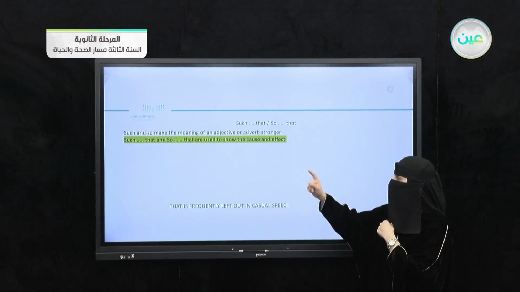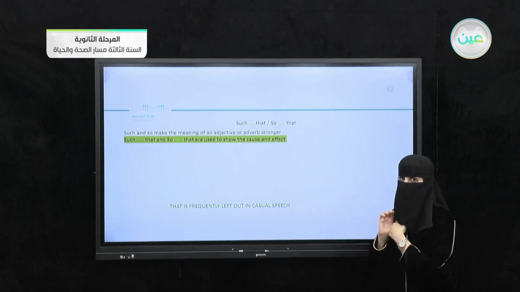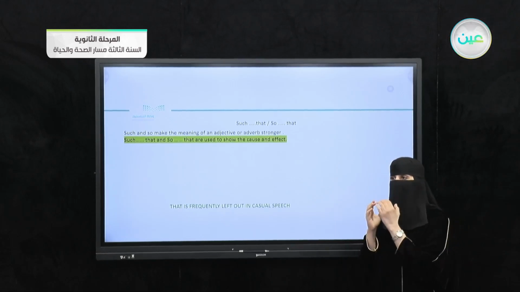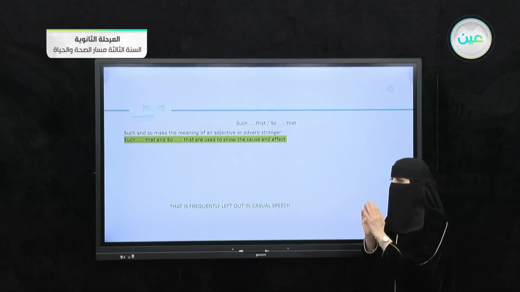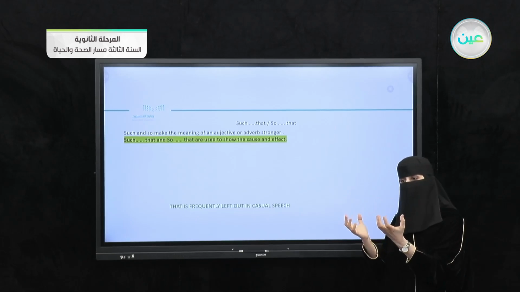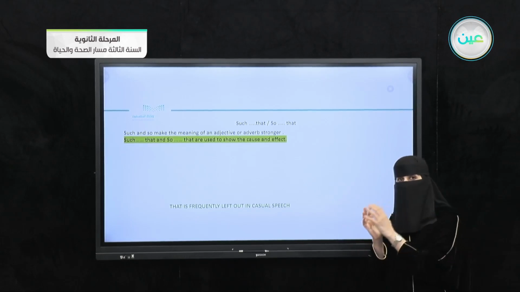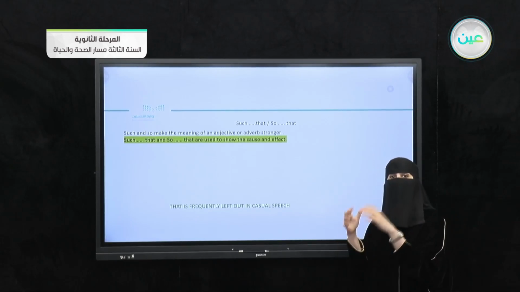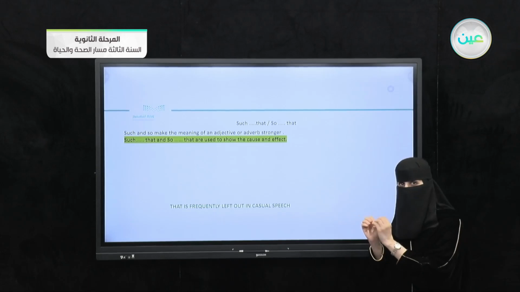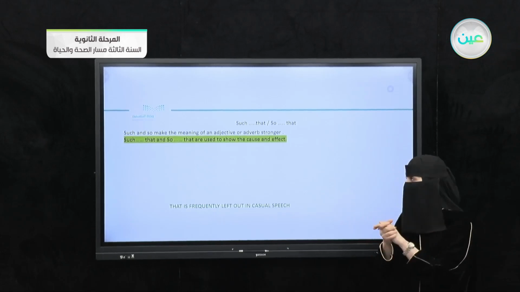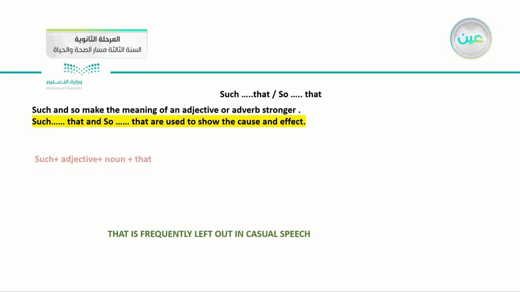So "such that" and "so that" are used to show cause and effect. When I want to apply it to something that happened in the past, I should follow it with "that," okay? Which means that they divide the sentence into cause and effect. Not like the previous one in the present tense, where they make the adjective strong. No. Now in the past situation, they make our sentence cause and effect. Okay, let's check together.